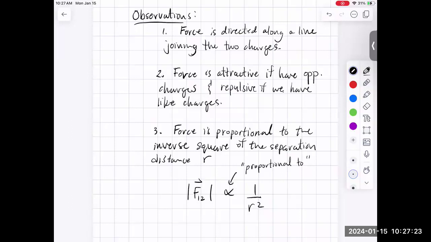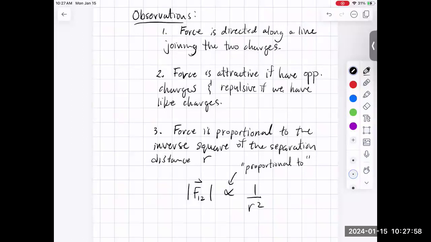Okay, you should be able to tell me something about these forces. How does the force on Q2 compare to the force on Q1? Yeah, that should be the same in magnitude, but opposite in direction, right? So that's one of Newton's laws, that if object one is exerting a force on two, then two is exerting the same size force on one, but in the opposite direction.